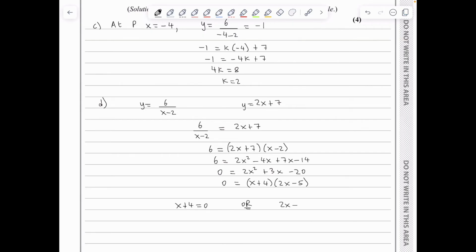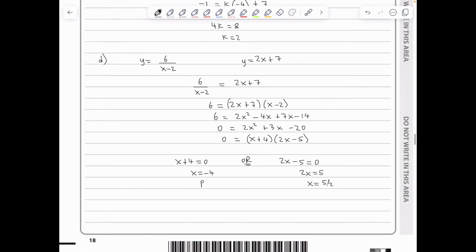Well, I'm not surprised that we had x plus 4 is 0 because it leads to x is -4, and this is exactly the x coordinate of point P. But we've got 2x is 5 on the right hand side, leading to x is 5 over 2. So this is the x coordinate of point Q.